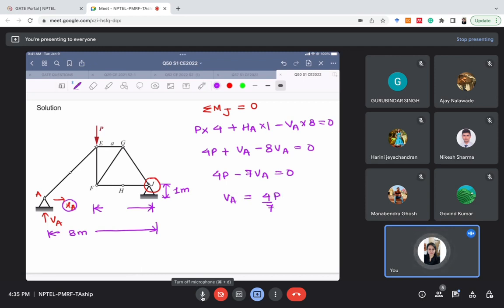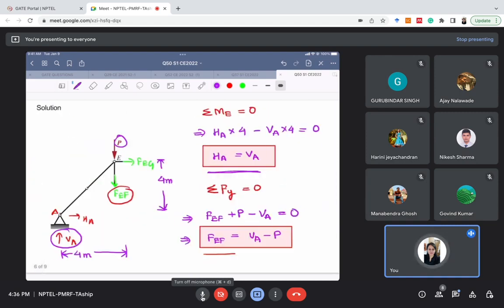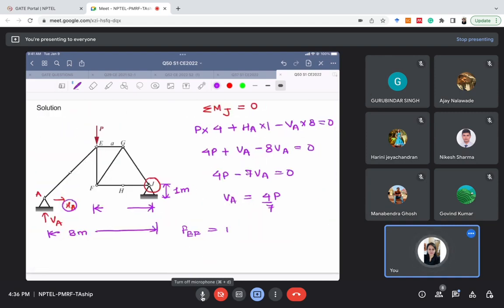Right? 4 by 7P. Now it is easy. We know the value of VA. We can find the force value of FEF as VA minus P. VA is 4P by 7 minus P. So FEF, we got it as minus 3P by 7.